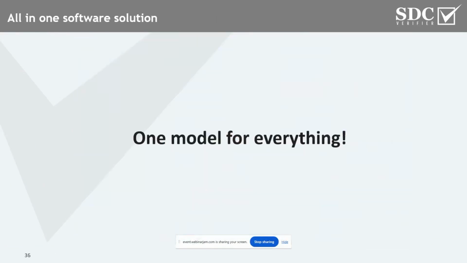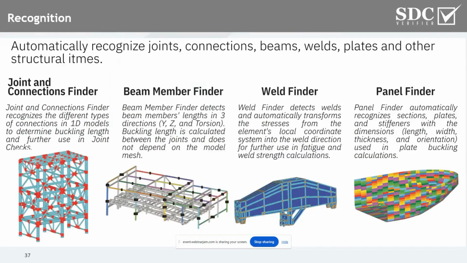Instead of this, we suggest all solutions in one software. Basically, one model for everything. You don't have to export anything anymore. And how can we do that? The answer is that we have a pretty powerful recognition toolbox that helps you automatically identify your structural items.